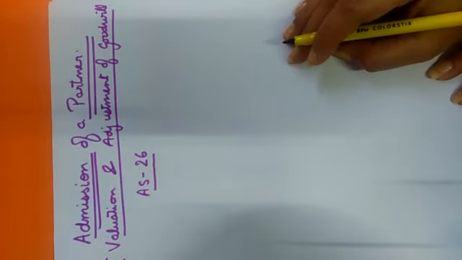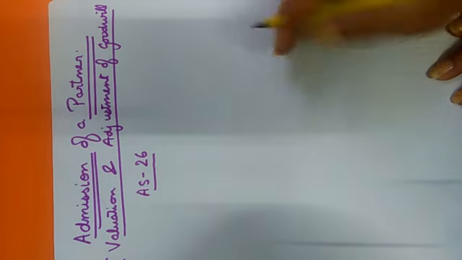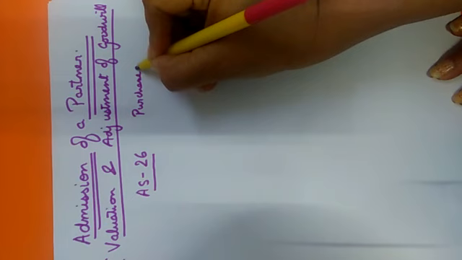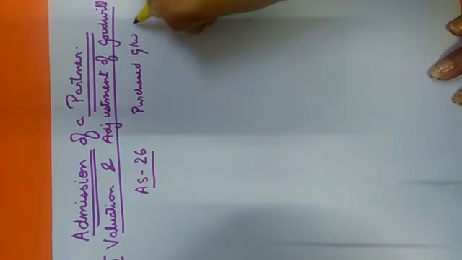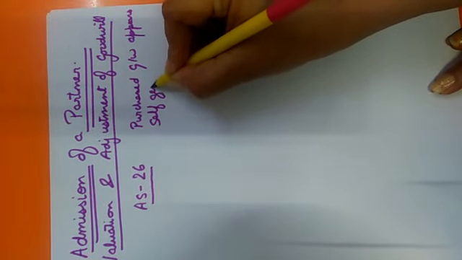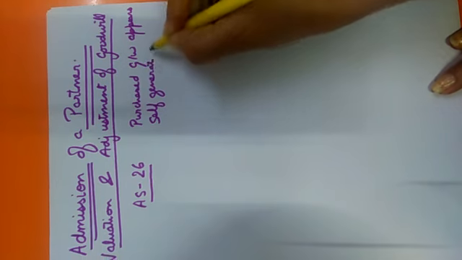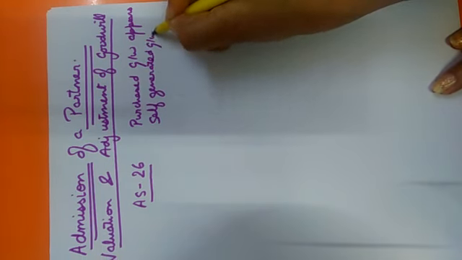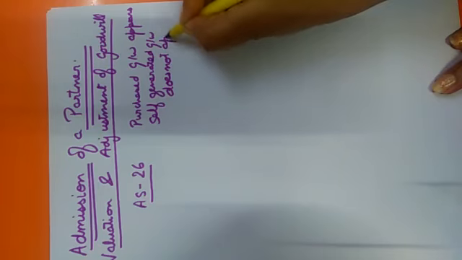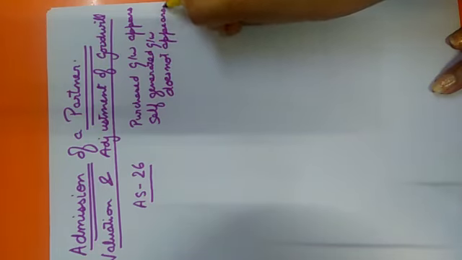Accounting Standard 26 says that only purchased goodwill appears in the books of accounts. Self-generated goodwill does not appear in the books of accounts.